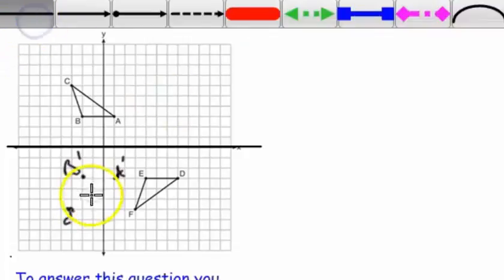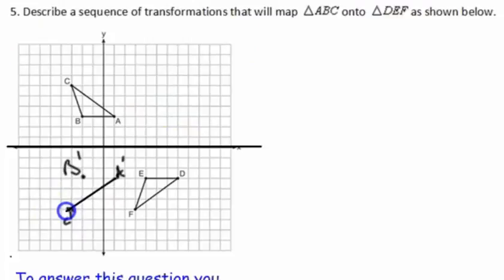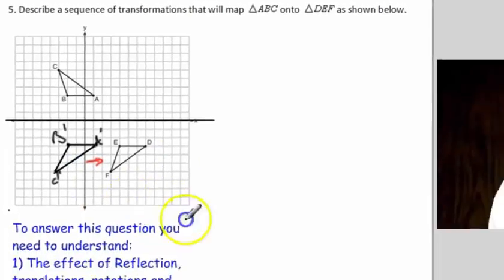So now, the next thing is, how do I go from this to that? Well, we talked about this earlier, right? It's like a slide. It's a translation, not a rotation.